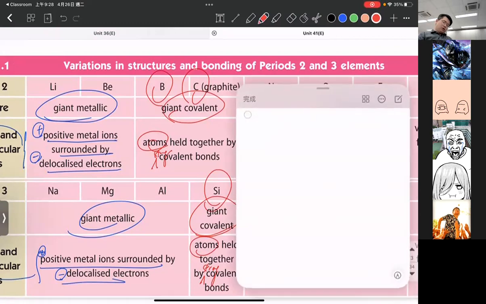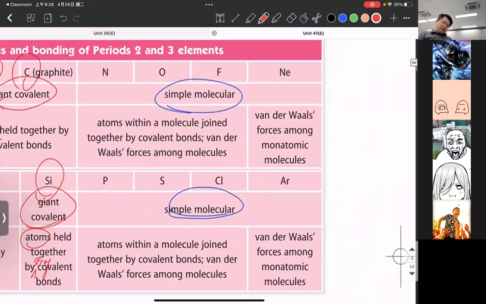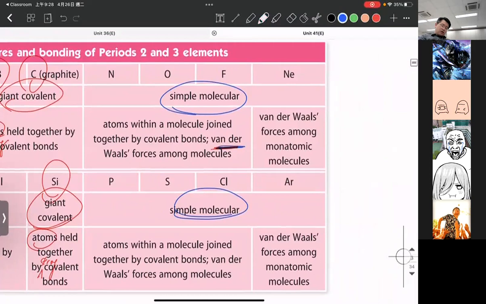While for the one on the right hand side, you may find they are simple molecular structure. We focus on the intermolecular force. So when we talk about the force among the molecules, they will be considered, except group 0. Group 0 is a very special example because they are monoatomic.